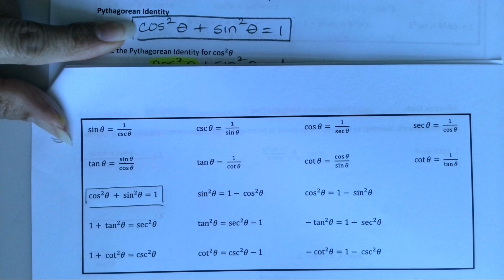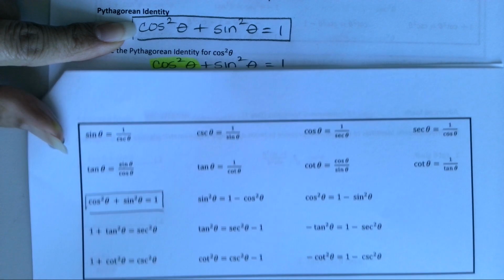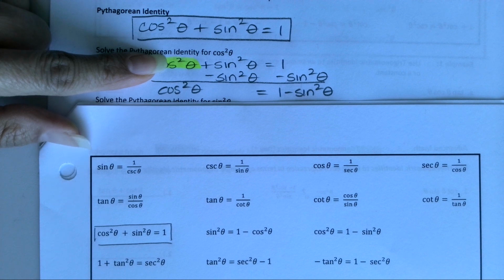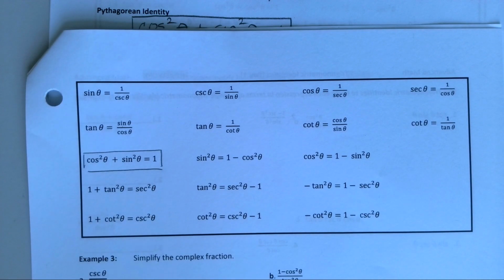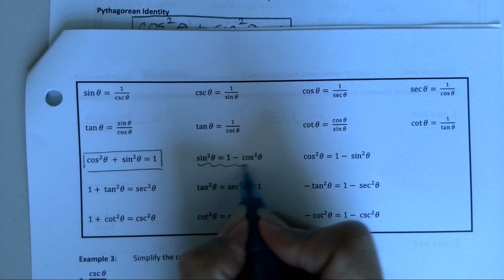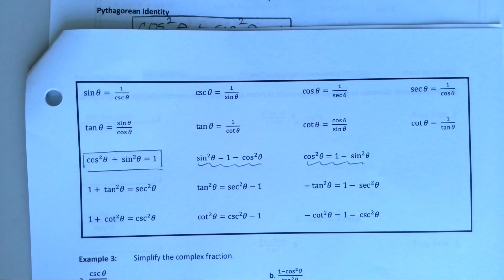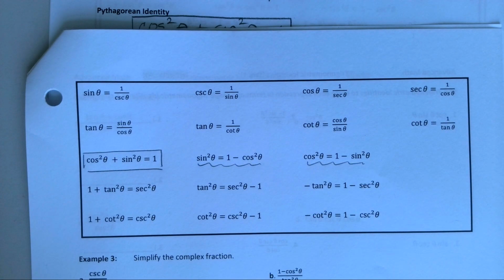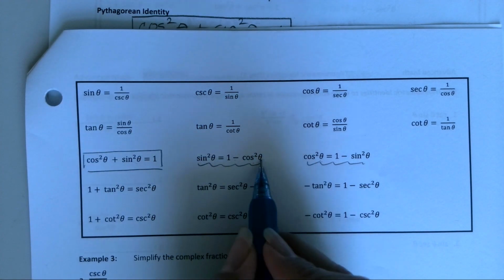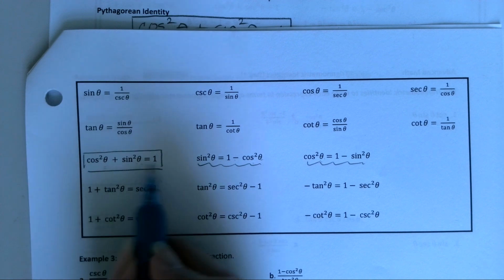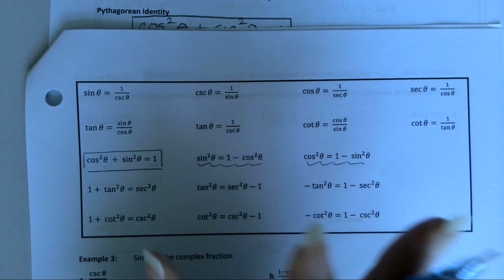Okay, that's that formula right there. And then when I asked you to solve for cosine squared and solve for sine squared, the answers you got were these answers right here. These are the manipulated ones. So this is your Pythagorean identity. These are 2 samples of you manipulating this formula. Does that make sense? Are you with me so far?